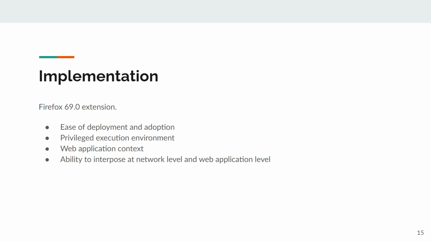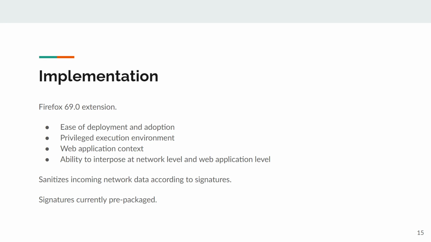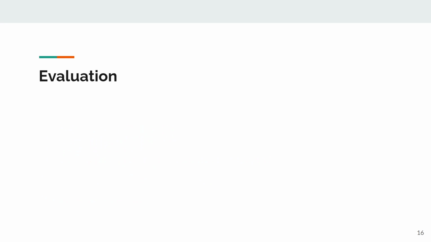It also has the ability to interpose at the network level and the web application level. This is important because if we can interpose at the network level, then we can run our filtering process before the malicious code has a chance to execute. Our extension basically sanitizes incoming network data according to the signatures. And currently the signatures come pre-packaged. We don't have a model for database uploading and downloading.